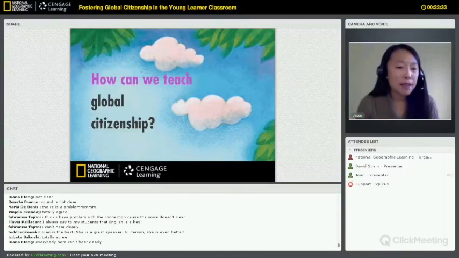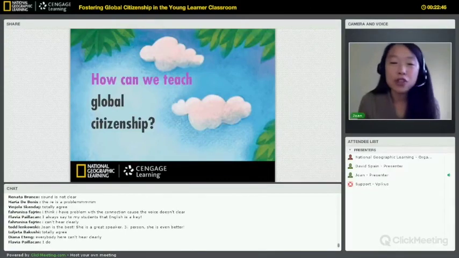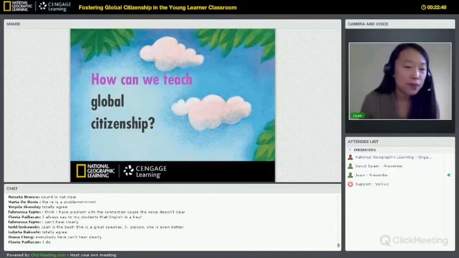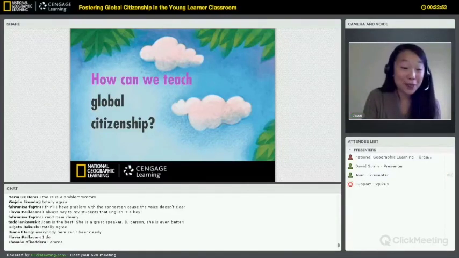Maybe in the chat box, if you have some ideas, maybe you already teach global citizenship in your classroom. Can you type in some of the ways that you actually teach global citizenship? Maybe just use 2 or 3 words. Let's teach global citizenship.